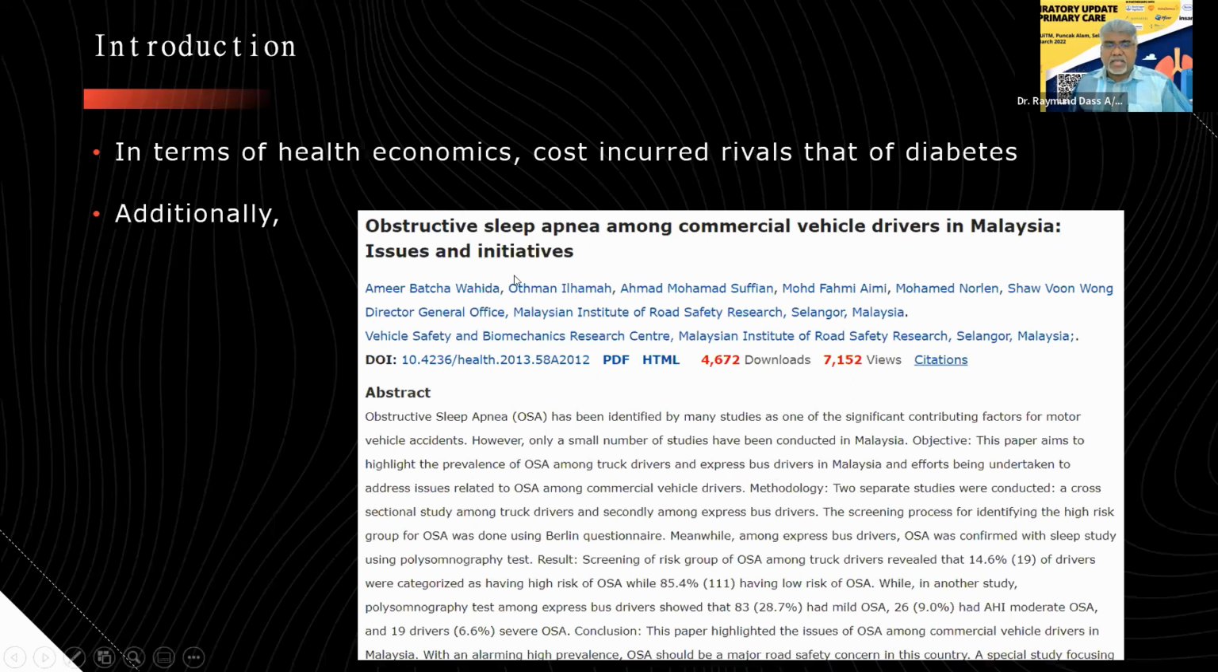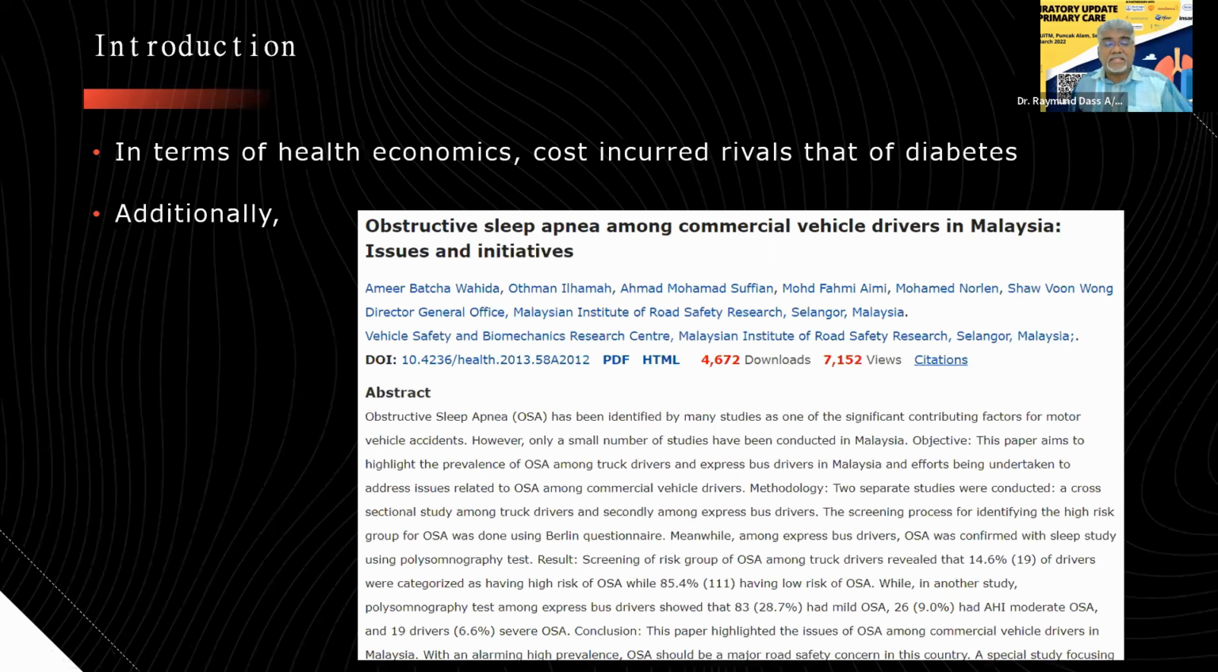And additionally, just as Dr. Nurul pointed out, among the drivers in Malaysia, they've noticed that, especially among these truck drivers and express bus drivers, I'm sure you would have heard many horror stories whereby buses are meeting an accident. Many people have lost their lives and a lot of casualties and all that. So they've done some screening program for these people, the truck drivers and express bus drivers, and to our surprise, of course, we noticed that some of the bus drivers, they've got OSA.